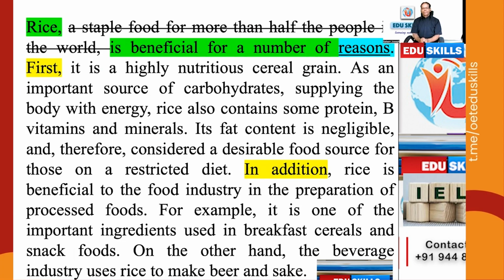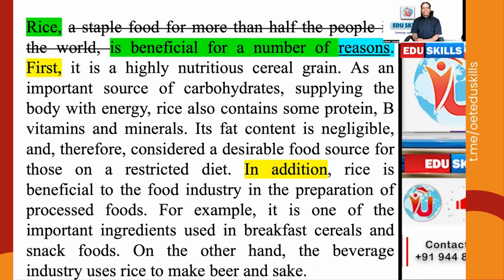Now, what is the topic sentence here? Rice is beneficial. Yeah, rice is beneficial for a number of reasons. And what will be explained in the paragraph? Reasons. Controlling idea is reasons. Benefits means benefits of rice. Beneficial for number of reasons means benefits. First, second, in addition. Instead of second, it is given number two. It was given in previous paragraph. It was given number two. Here another synonymous expression is used. First, in addition. So benefits of rice: 1, 2, 3.